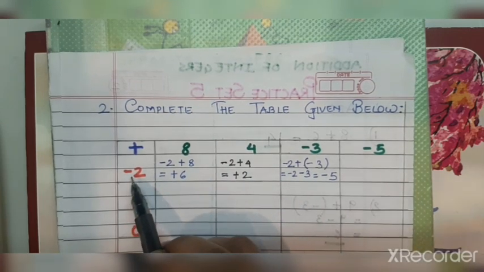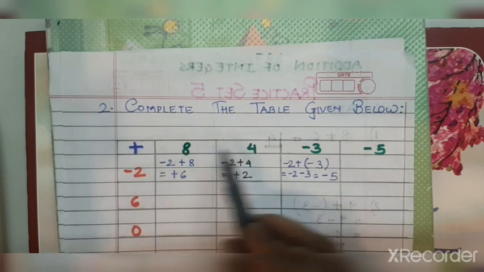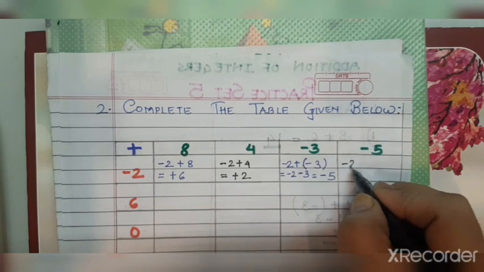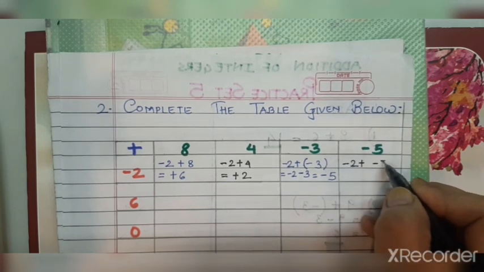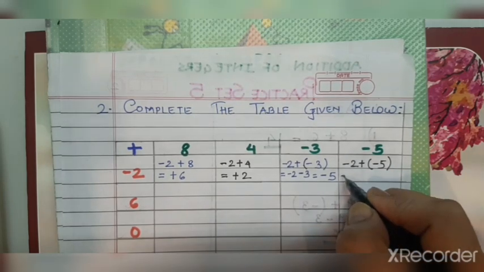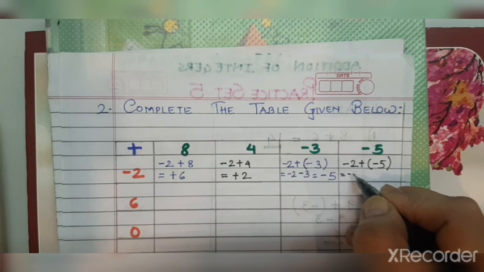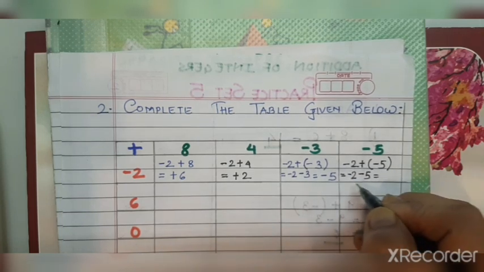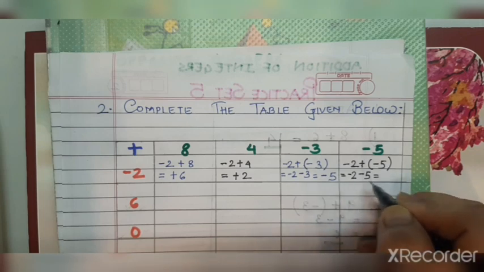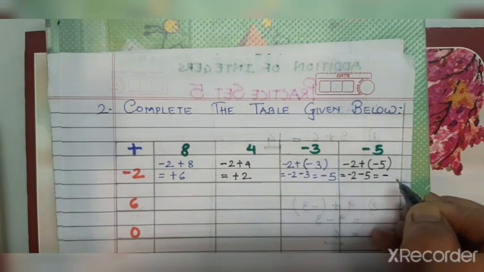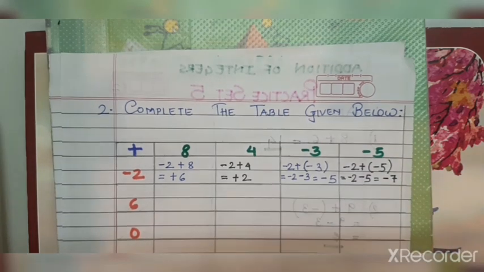So the last one in this column here. Negative 2 plus negative 5. I told you we cannot write two signs together, so I put it into a bracket. Now first solve the bracket. So negative 2 plus into minus, minus 5. So now what did we get? Signs are same. Write the same sign. So minus and minus, I wrote minus here, and add. So 5 plus 2 is 7.